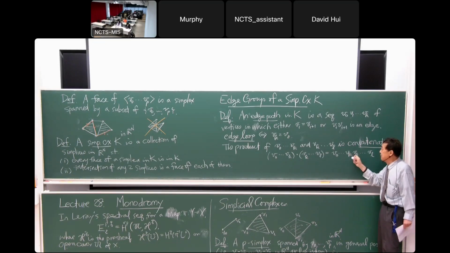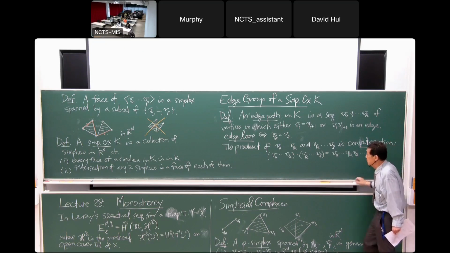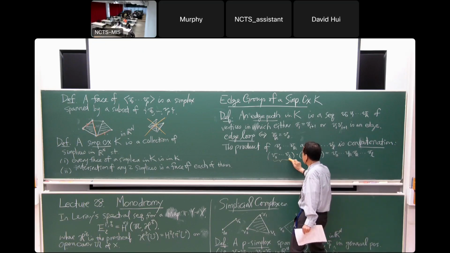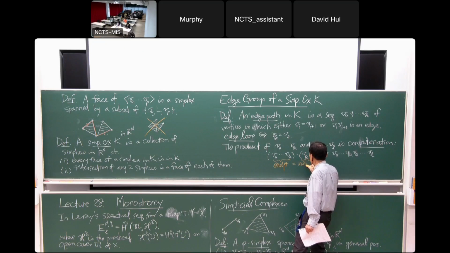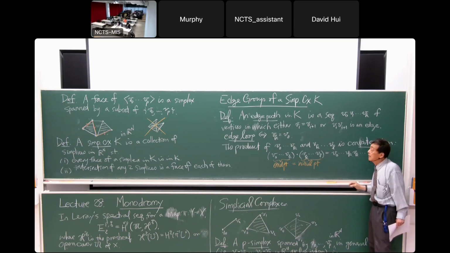You can have the two being the same. That just means that maybe you stay there for 1 second. So you notice in order to define a product, the endpoint of the first edge path has to be equal to the initial point of the second edge path. Okay?